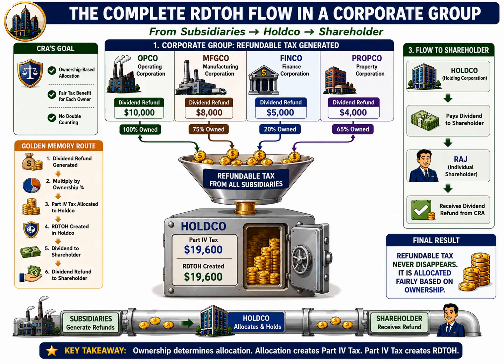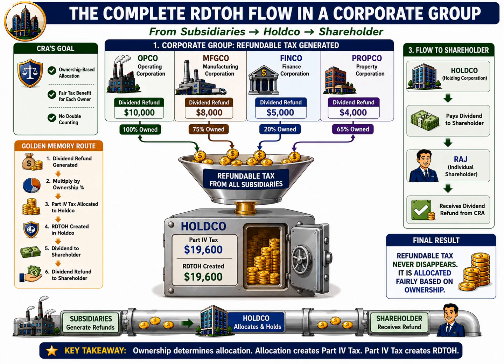However, holdco does not automatically inherit all of those refundable tax amounts. Each corporation has a different ownership percentage. Those ownership percentages determine how much of each refundable tax benefit can flow to holdco. Think of the funnel in the center of the slide as an allocation mechanism. Each subsidiary contributes refundable tax into the funnel, but only the portion supported by holdco's ownership interest is allowed to flow through. After applying the ownership percentages, holdco accumulates a total Part 4 tax amount of $19,600, and that amount creates a new RDTOH balance inside holdco.